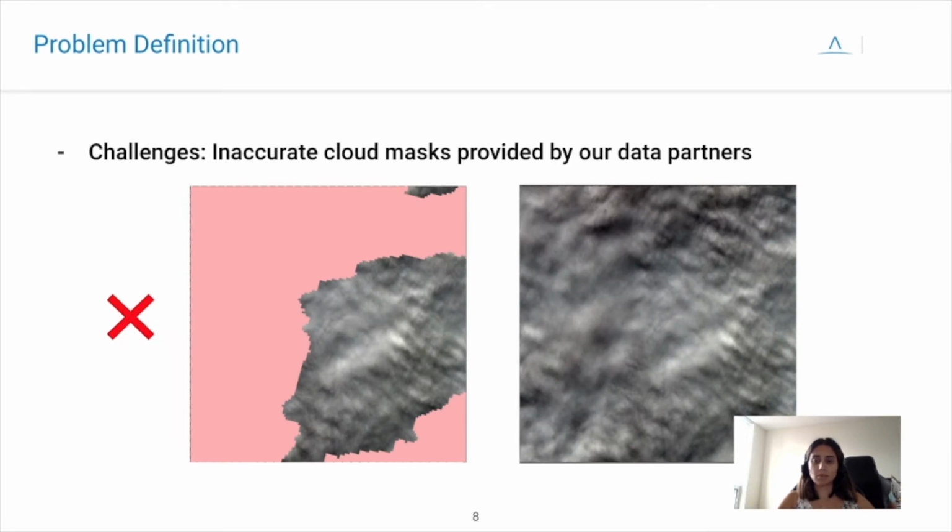Let's see another sample. On the right you can see an image fully covered by clouds. On the left, the cloud mask produced by another conventional algorithm is shown. As you can see, the cloud masks are incomplete and the clouds are only partially detected.